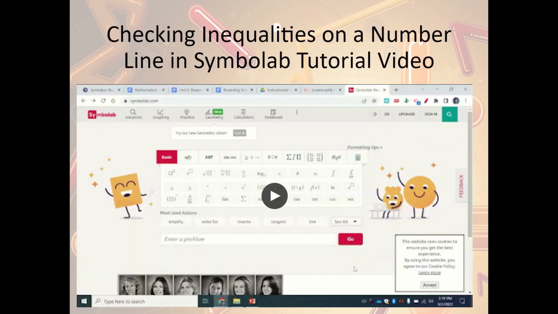And based on our compound inequality, we see that x is between those two numbers, so we're just going to shade in between. There's a video here that shows you how to check your work when dealing with inequalities on a number line using Symbolab. So go ahead and watch that video.